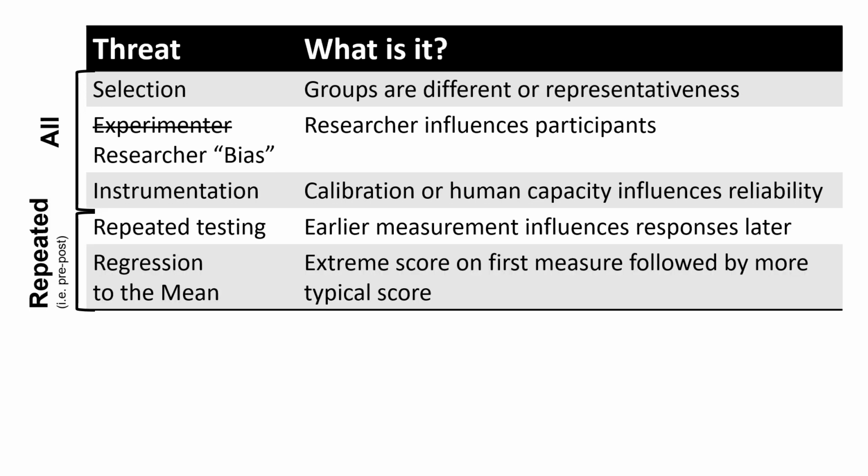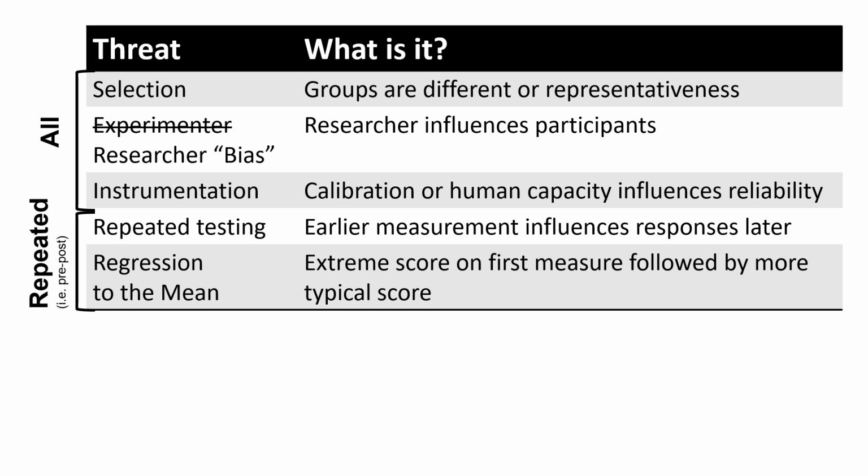2 more threats are applicable when a study uses a process that involves measuring the same variable more than once. That might be done to determine changes over time or to determine the effect of an intervention or event. When the same variable is measured before and after an intervention, it's sometimes called a pre-test post-test design.